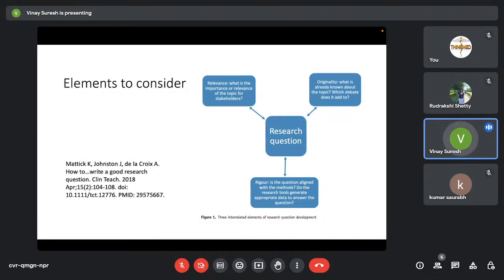So don't be too bothered about originality or novelty, although it is something that matters. But when it comes to original research, it's something that you shouldn't be too much bothered about.